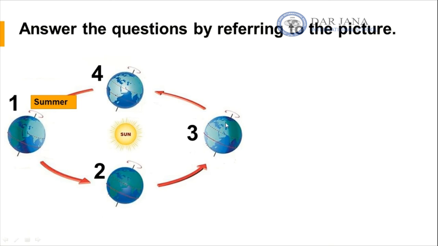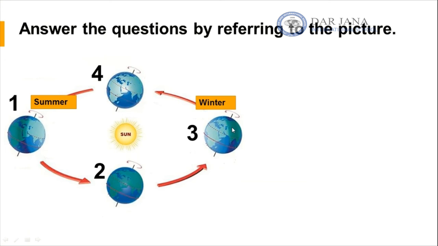Let's go to the opposite side of the picture, which is position number 3. And again we will look at the upper hemisphere. The upper hemisphere over here is not tilted toward the sun. It's tilted away from the sun. And this makes the weather very cold. And we all know that winter is the season in which we have cold weather. So over here we will be having winter. So position number 1, the upper half will have summer, and position number 3, the upper half will have winter.